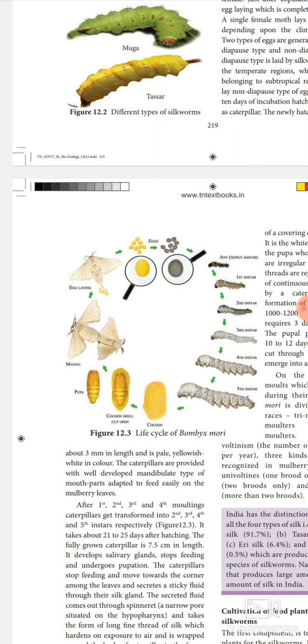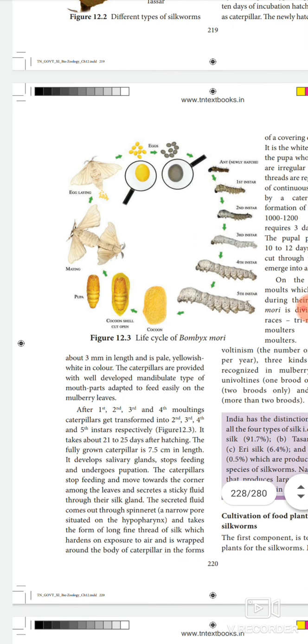The caterpillars are provided with well developed mandibulate type mouth parts adapted to feed easily on mulberry leaves. After the caterpillar forms, the mouthparts develop, because it must easily feed on the mulberry leaves. After the first, second, third and fourth molting, the caterpillar is transformed into the second, third, fourth and fifth instars respectively.